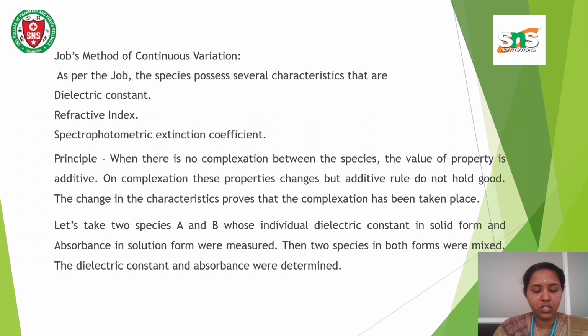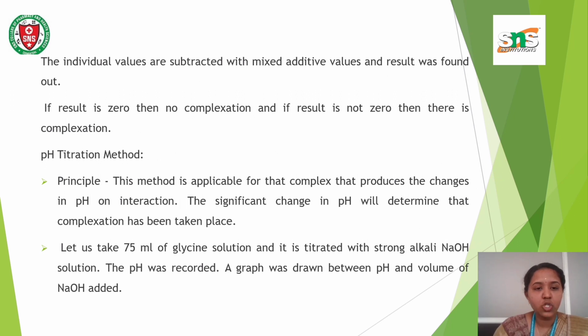Let's take two species A and B whose individual dielectric constants in solid form and absorbance in solution form were measured. The two species in both forms were mixed, and the dielectric constant and absorption were determined. The individual values are substituted with mixed additive values and the result is found out. If the result is 0, then there is no complexation, and if the result is not 0, then there is complexation.